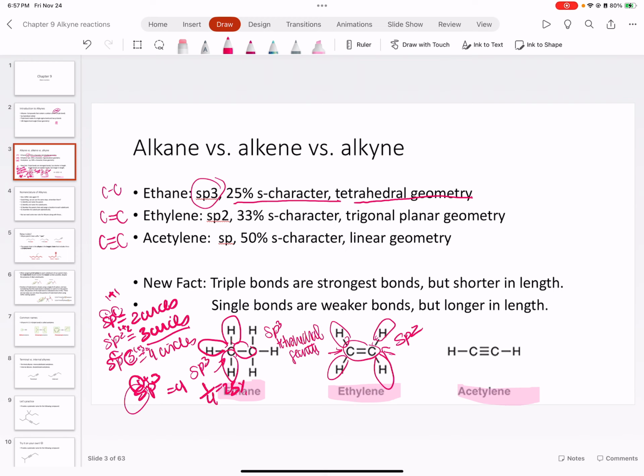And again, how do I know how much S character it has? I do 1 plus 2, I have 3. So how much of S? I only have 1 over 3. I have 33% of S character. And normally sp2s, with no lone pairs, no anything, show a trigonal planar geometry.